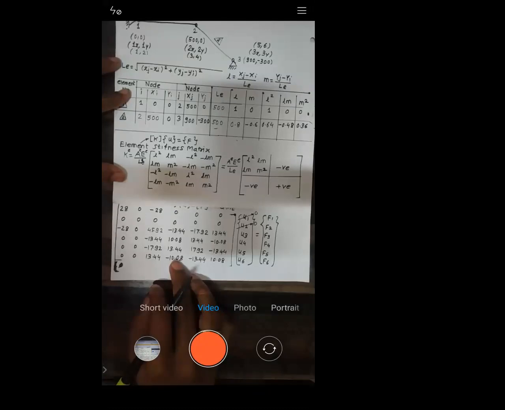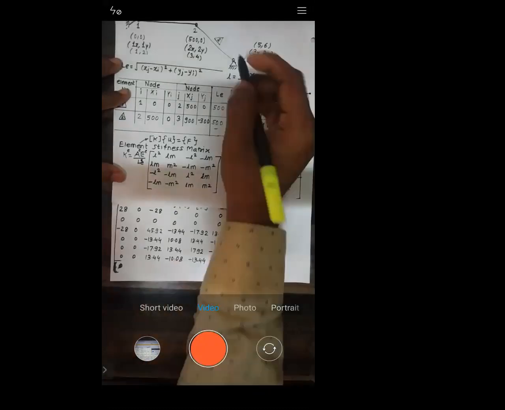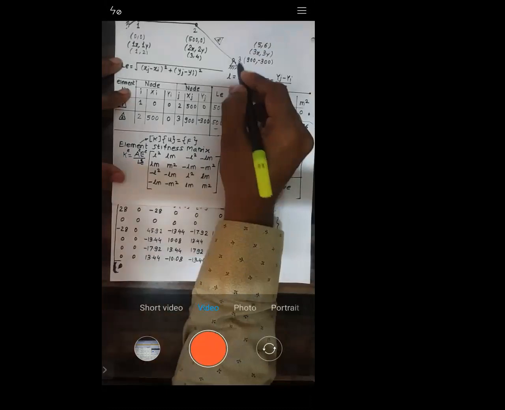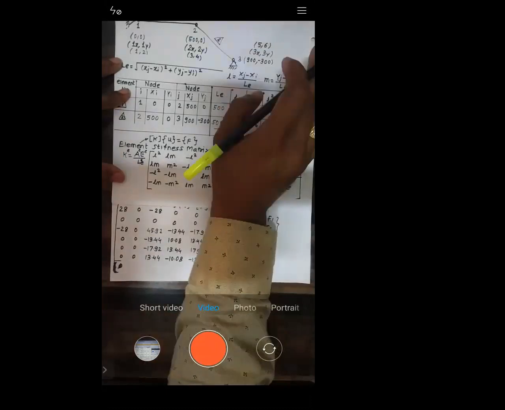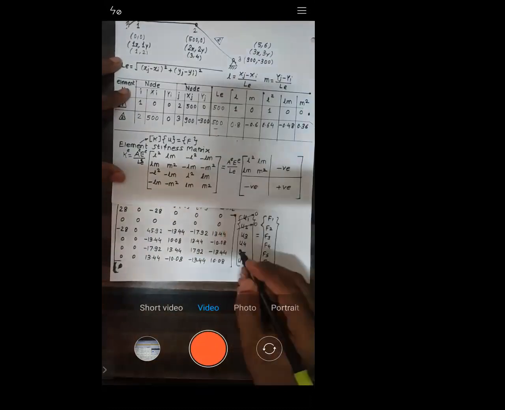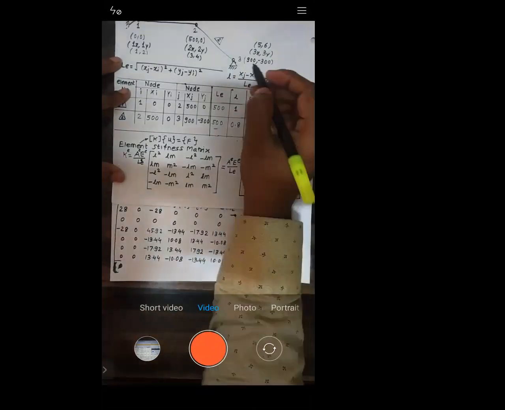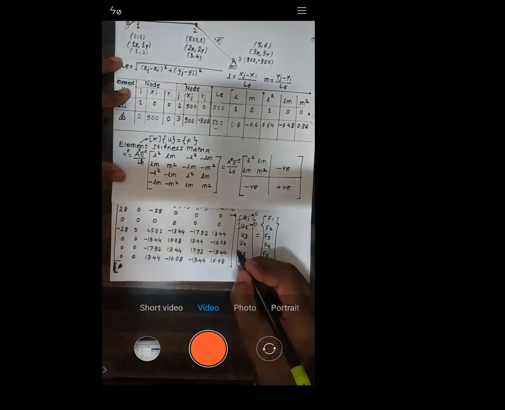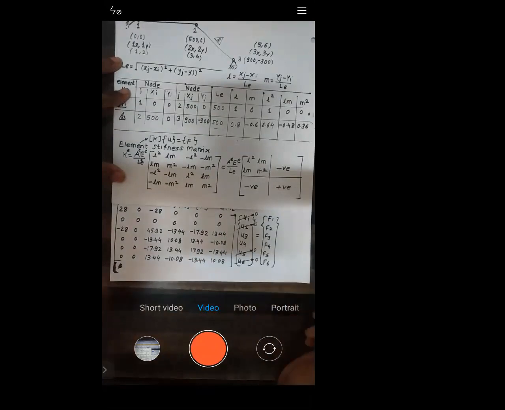Yes, sir. Similar thing is going to happen with node 3. Node 3 is again fixed. That means node 3 cannot move in any direction. So what are the degrees of freedom for node 3? They are 5 and 6. So node 3 cannot move in X direction. Similarly, node 3 cannot move in Y direction. Is it okay?